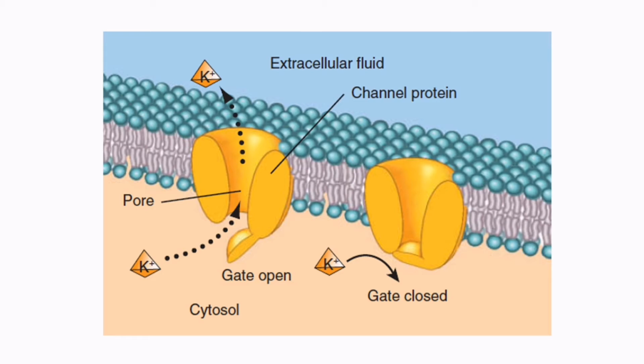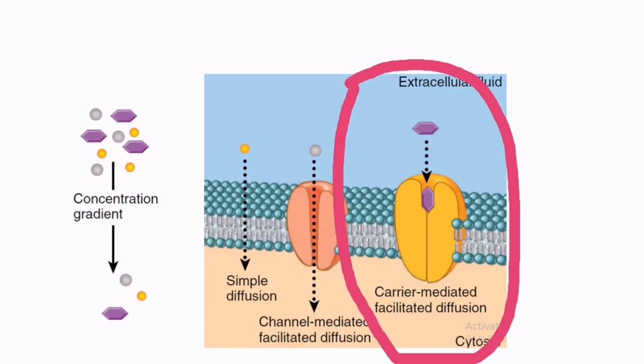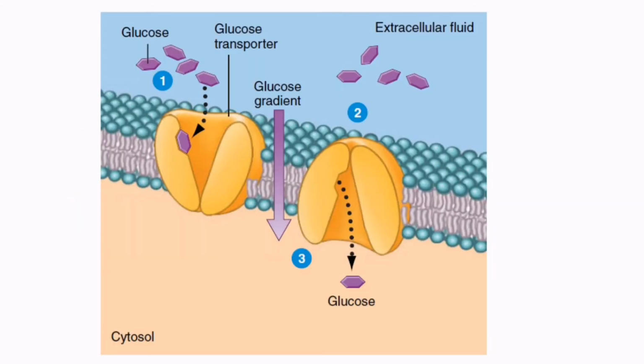Next, carrier mediated diffusion. That is, a carrier is helping in this diffusion. The solute binds to a specific carrier on one side of the membrane and is released on the other side after the carrier undergoes a change in shape. You can see it in this picture. Example, transport of glucose with the help of a glucose transporter.